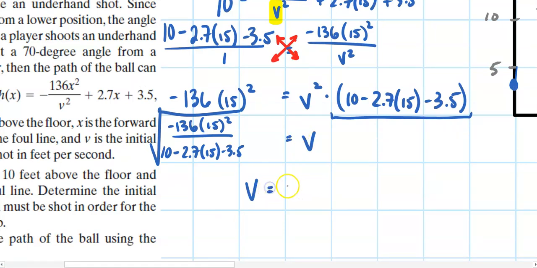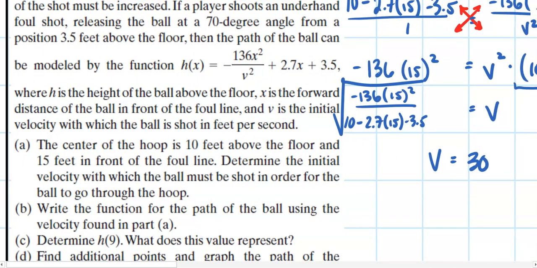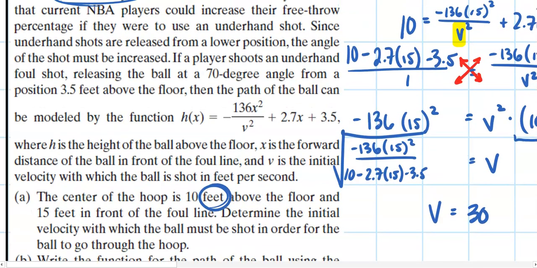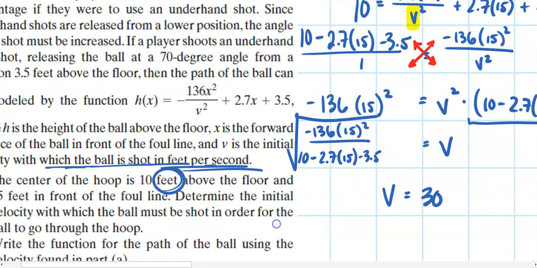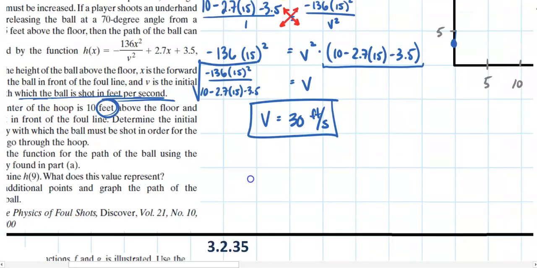And we do want to note that our units of measure here were feet, and more importantly, we're told that the velocity must be computed in feet per second. So evidently, with this player, all we have to do is throw the ball at 30 feet per second in this trajectory, and the ball will go through the hoop.